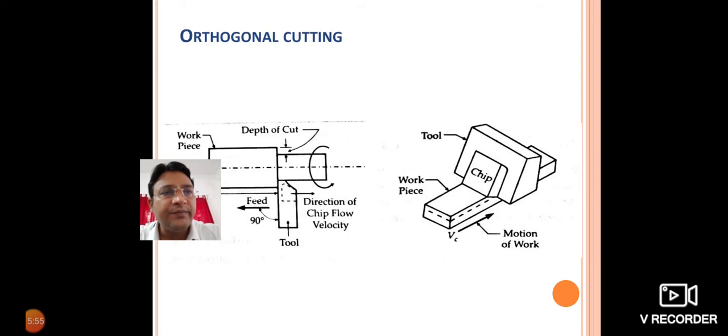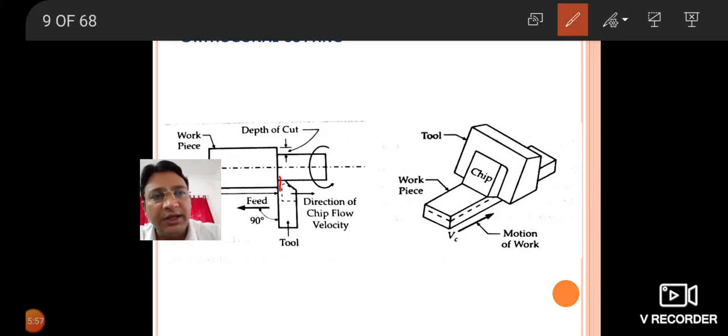The cutting edge remains normal. So this is the cutting edge. It remains exactly perpendicular to the direction of feed. Tool feed or work feed, it is one and the same thing. Either you are feeding the tool, or the workpiece is moving. If the workpiece is having the motion, then you can say the work is fed past the tool. If the tool is moved, then you can say the tool is fed past the workpiece. But we are rotating the workpiece, so we feed the tool past the workpiece.